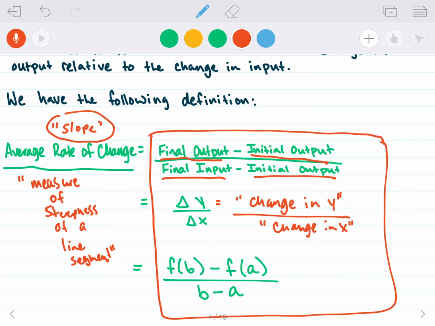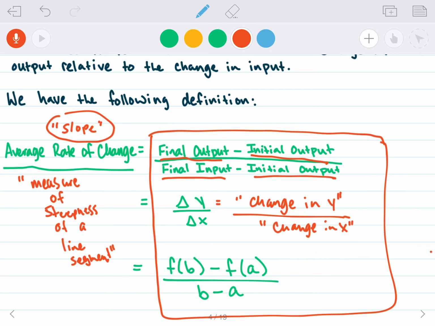And then we just talked about function notation. So, this is our final output minus our initial output over our final input minus our initial input.